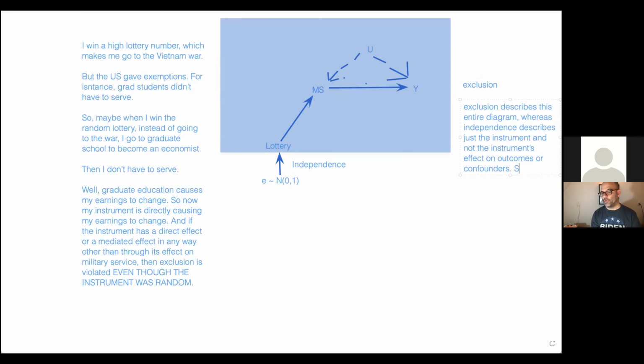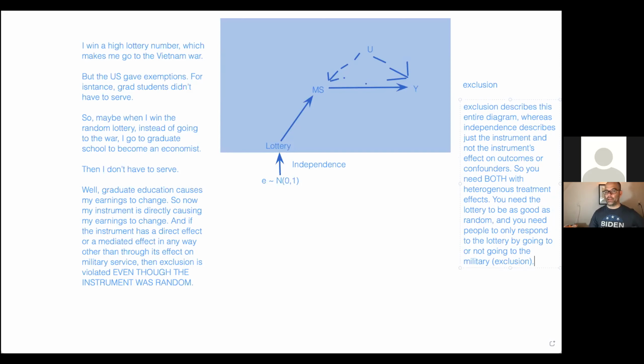Okay, so you need both with heterogeneous treatment effects. You need the lottery to be as good as random, and you need people to only respond to the lottery by going to or not going to military. That's exclusion.